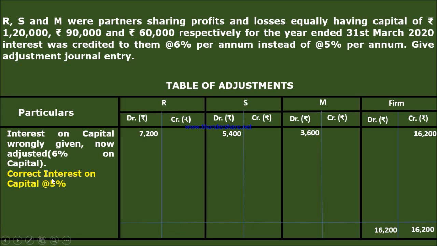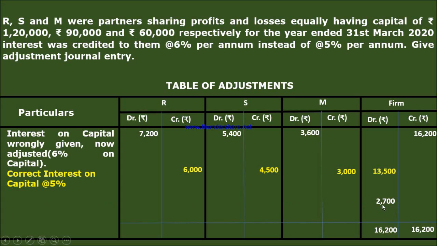Next, what was the actual thing to do? Our correct thing was interest on capital at 5% per annum. So let us give that interest now. 5% of 1,20,000 will be 6,000, this one will come 4,500, 5% of 90,000, and for M it will come 3,000 because it is 5% of 60,000. If we add all three, it will come 13,500. So write 13,500 here. Now this side of the firm is greater, 16,200, write that same figure here. Now the balance will come 2,700.